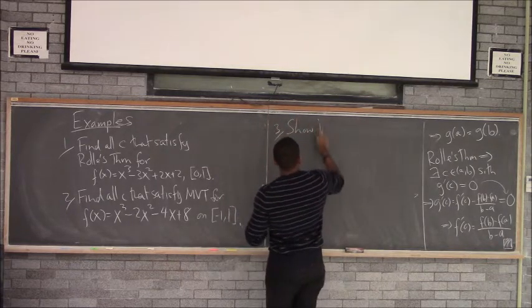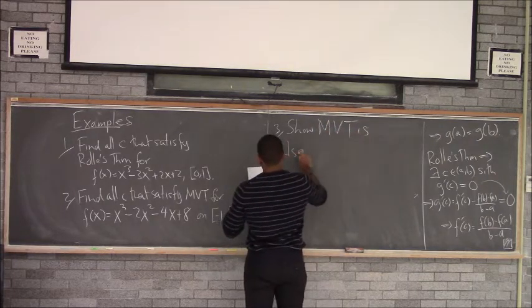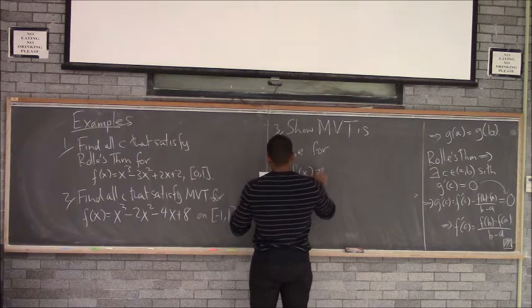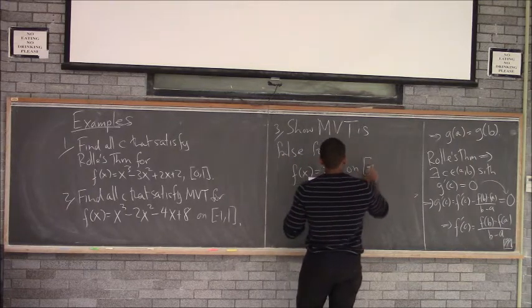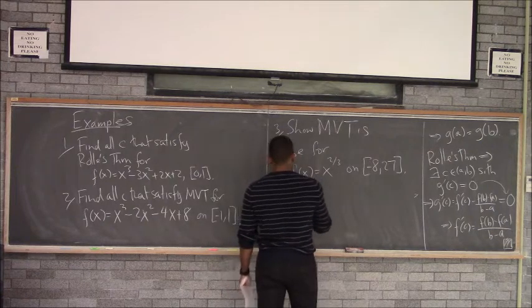Show the MVT is false for f of x equals x to the 2/3 on minus 8 to 27. Why is it false?